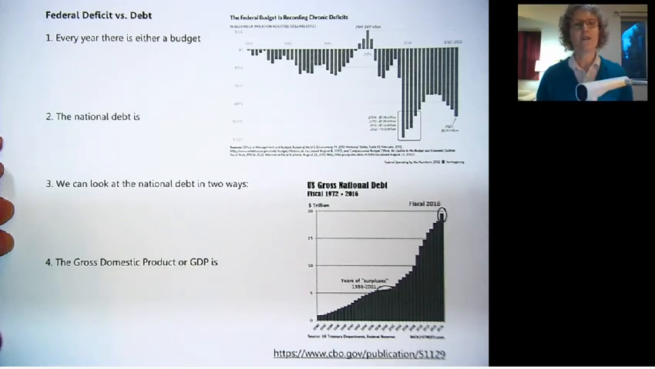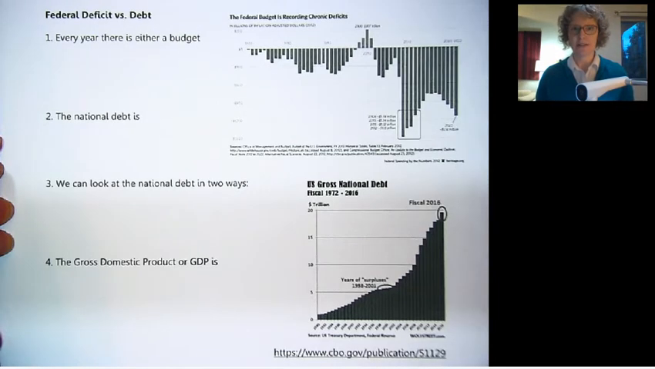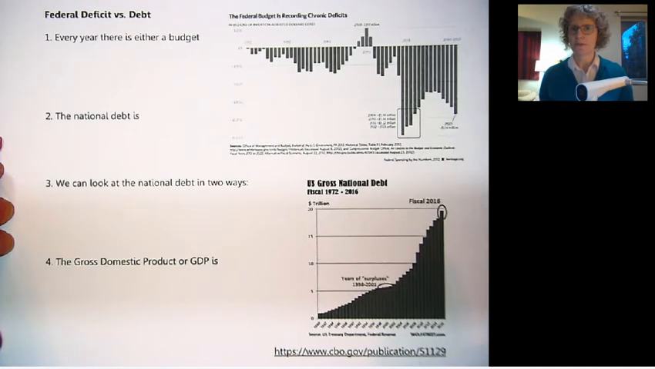Hi, this is a video on the federal deficit versus the federal debt. So you've just watched a video on the federal budget and how we get income from taxes and then we spend money. The government spends money for all the services that we need. And so now we're going to talk about what happens when the budget isn't balanced.